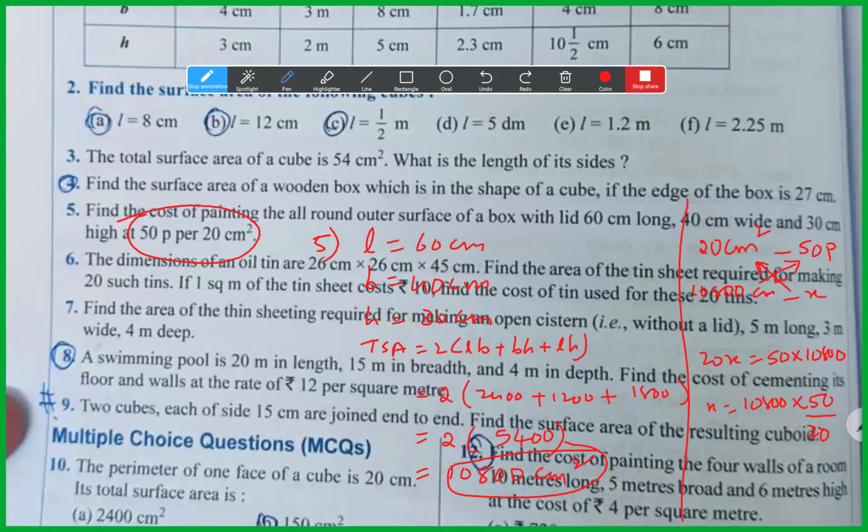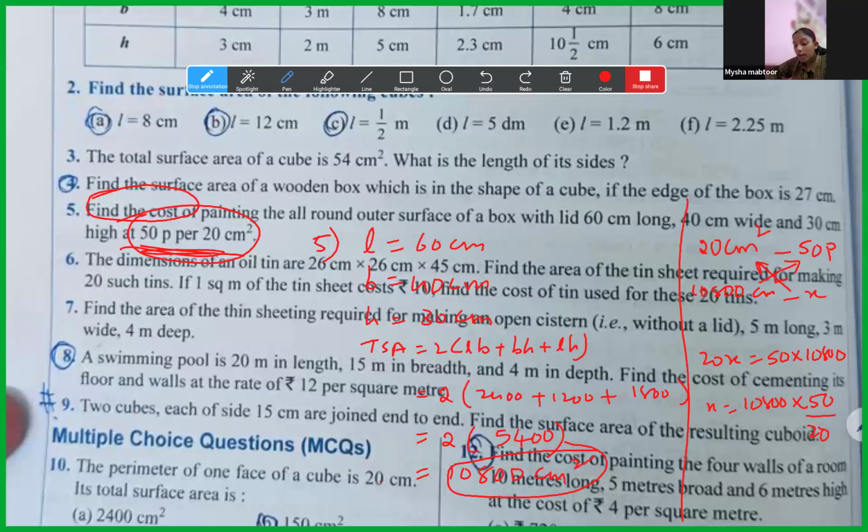Okay, Maisha. Actually, the main thing in this question is the cost. The cost of painting is done at 50 paise per 20 centimeter square. And we are finding out 10,800 centimeter square in total. For that, how much is the cost we are finding out? The cost is mentioned as 50 paise for every 20 centimeter square. So 10,800 centimeter square is how much? Okay, yes sir. So this is a unitary method kind of thing.